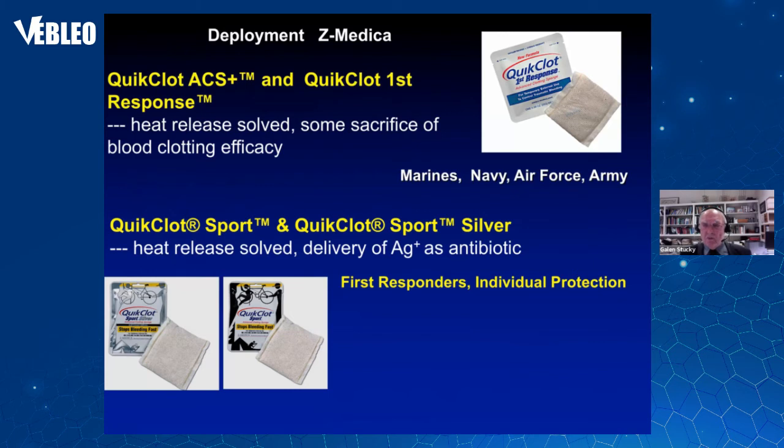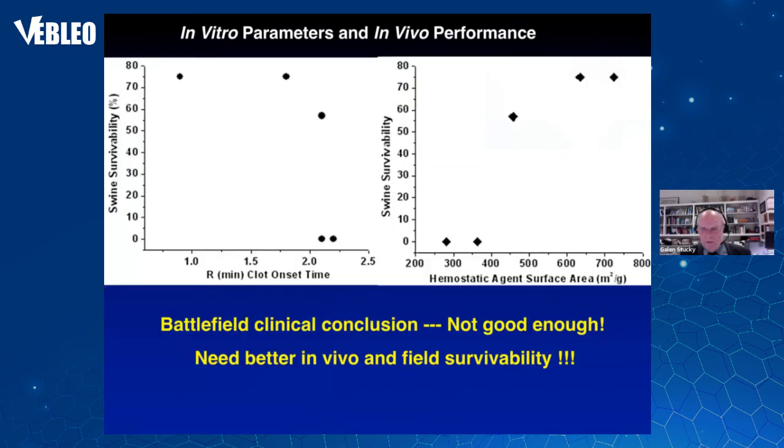So these are tested in the field, but they're also tested in civilian use. But the bottom line is, in the worst cases where you had a real femoral artery or real major artery bleeding, this came back from the medical command, and the battlefield clinical conclusion says it's not good enough. Survivability is maybe 89, optimum on good days maybe 90%.